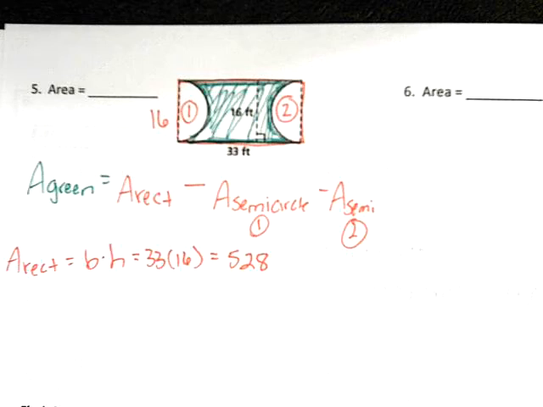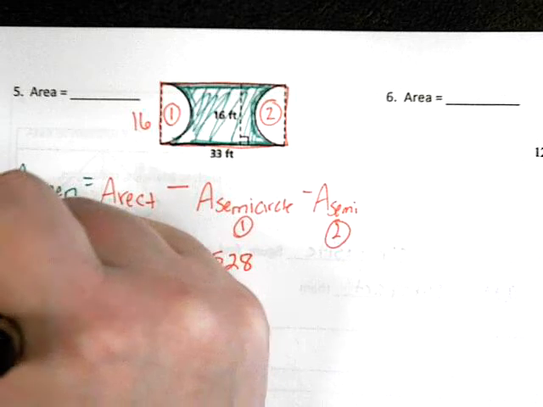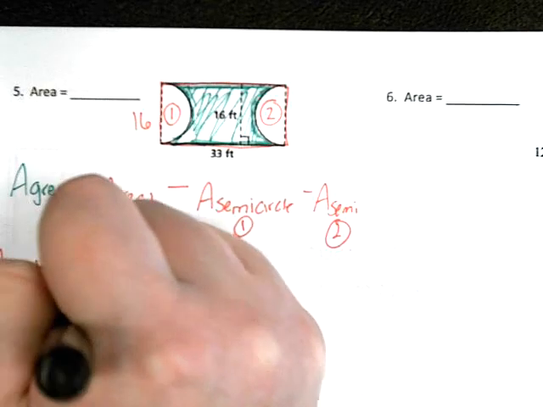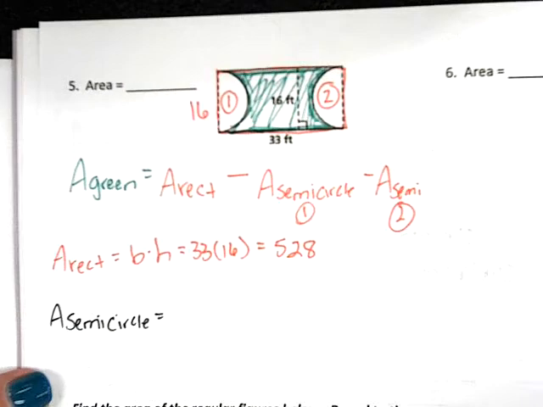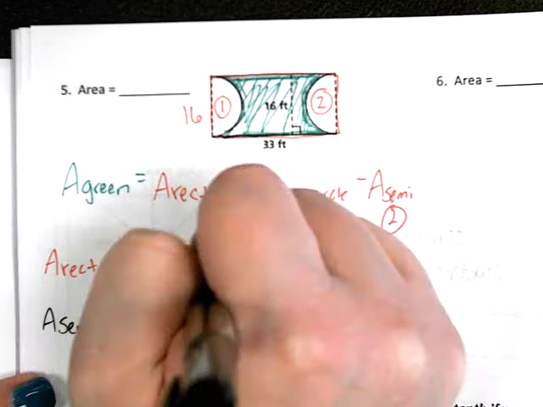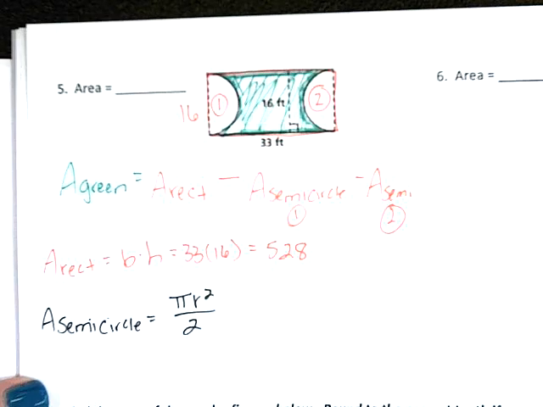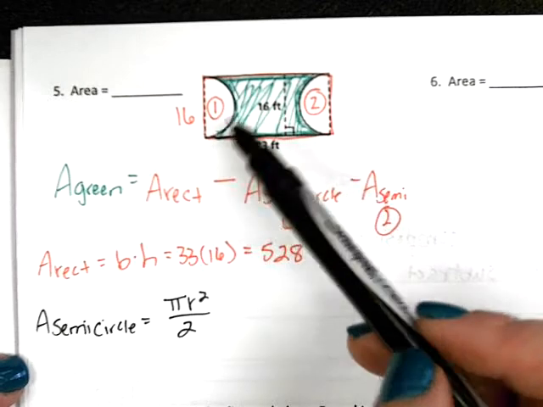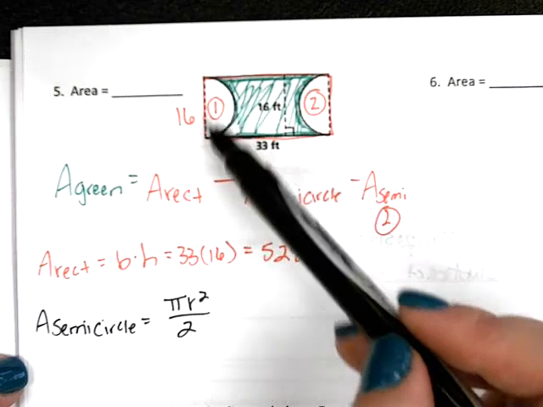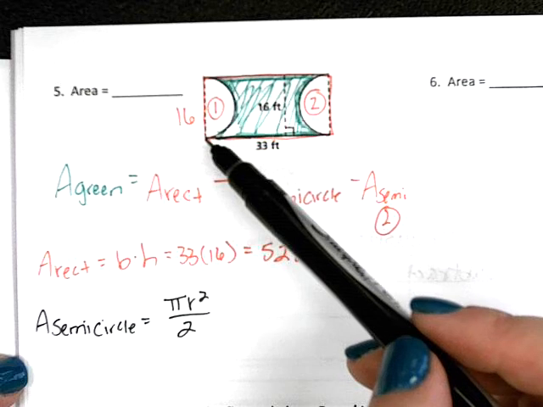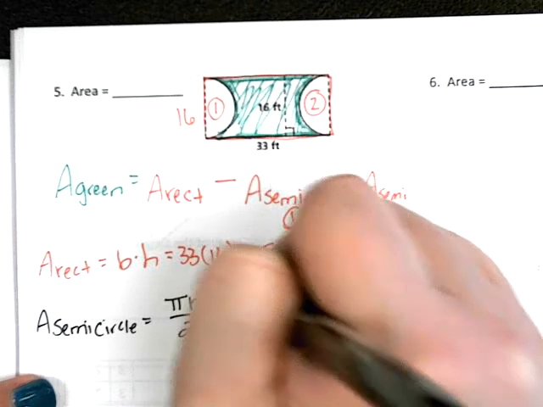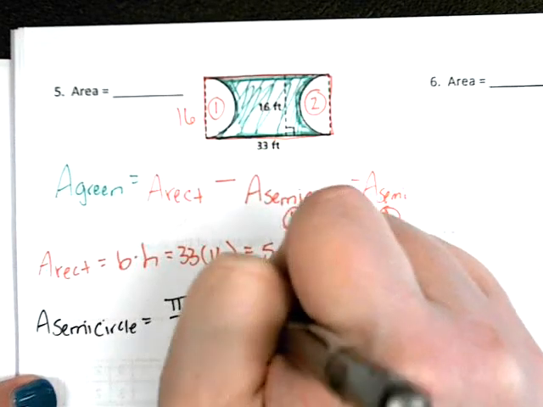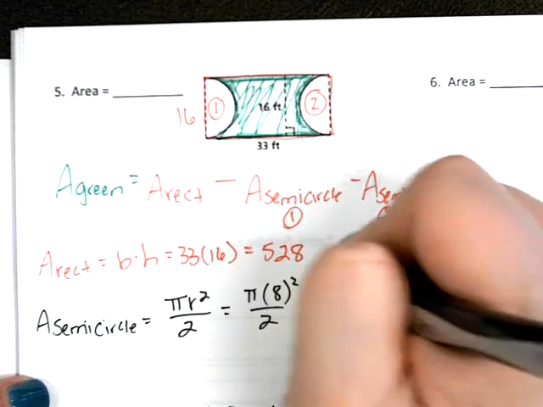And then we want to look at those semicircles that are there. So area of a semicircle, we just did it in the last question. We know that it's pi r squared divided by 2. But we have to remember that we need the radius, right? So when we look at this area right here, this whole thing up and down is 16. That means that our radius is actually 8. So pi times 8 squared over 2, and we get 32 pi.